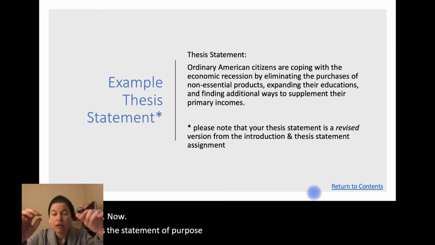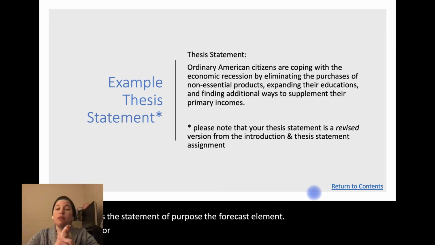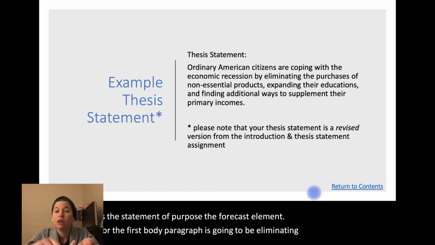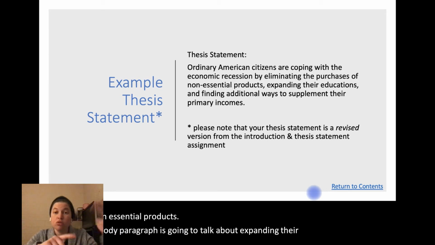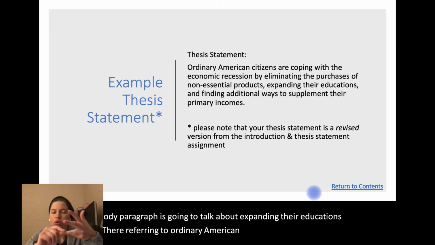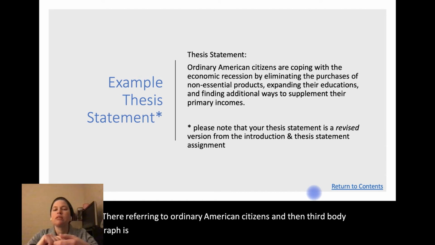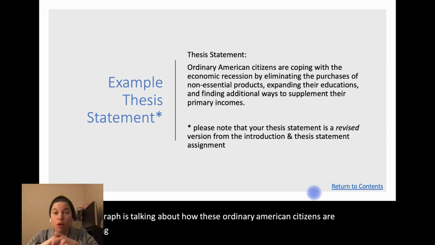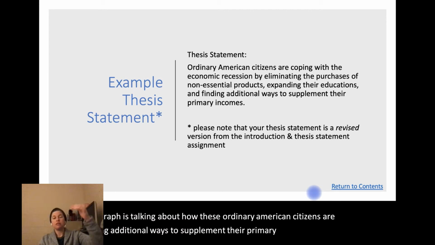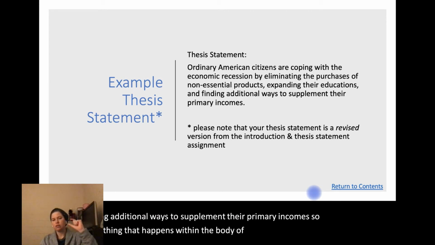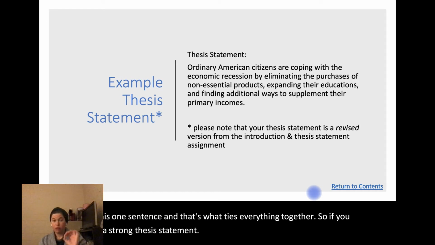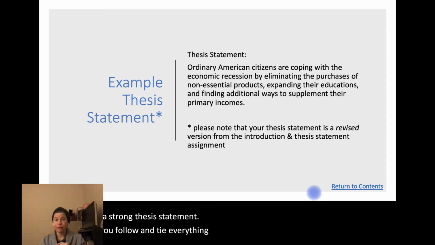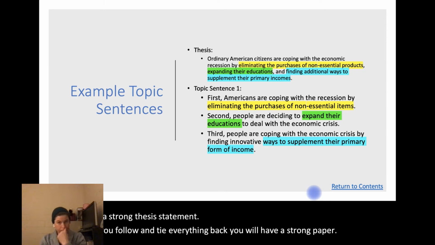The forecast element for the first body paragraph is going to be eliminating the purchases of non-essential products. Second body paragraph is going to talk about expanding their educations, right? They're referring to ordinary American citizens. And then third body paragraph is talking about how these ordinary American citizens are finding additional ways to supplement their primary incomes. So everything that happens within the body of the essay is referring back to this one sentence. And that's what ties everything together. So if you have a strong thesis statement and you follow and tie everything back, you will have a strong paper. Okay, so let's take a look here.